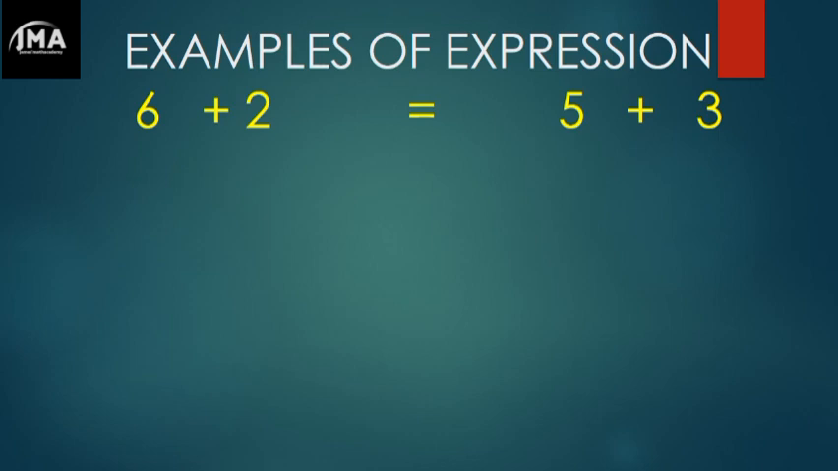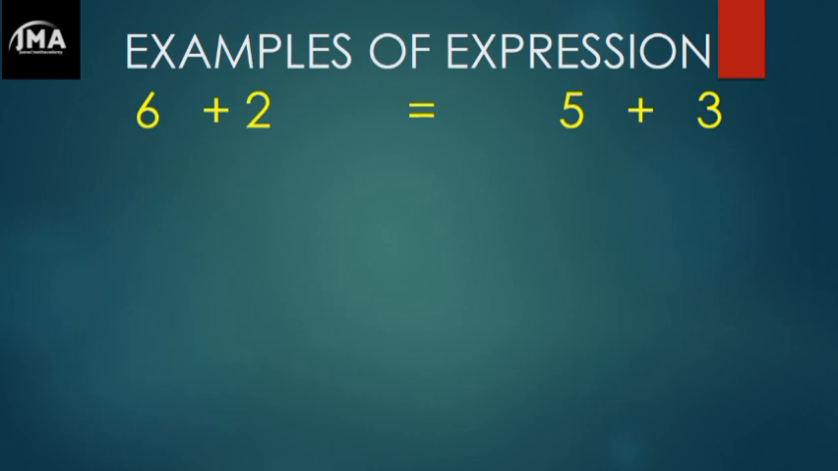This is a classical example of an equation. So let's take an example. Let's start from the left hand side. We are given 6 plus 2. Okay, 6 plus 2 is what? Is 8. We also have an equal sign, and we also have 5 plus 3, which is what? Which is also 8. That is the basic concept of an equation.